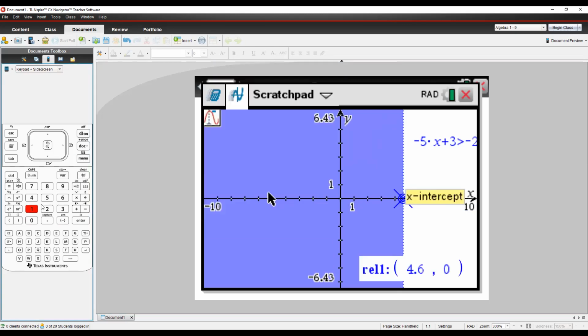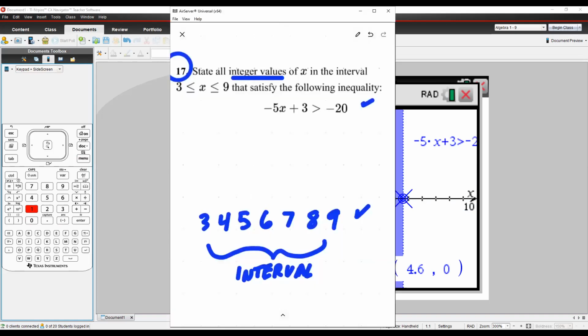Menu 5-1, and it takes us to 4.6. So the answer for this, let's go to the calculator or to my iPad. This is going to be when x is less than 4.6. Anything to the left of 4.6 is going to be in the solution.